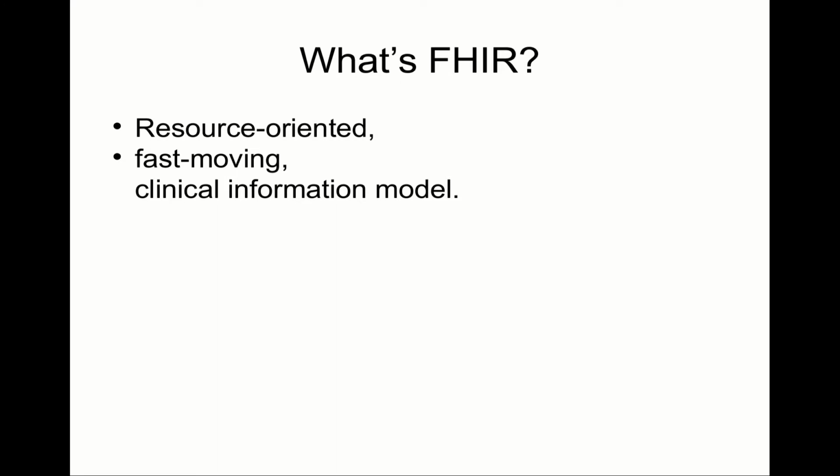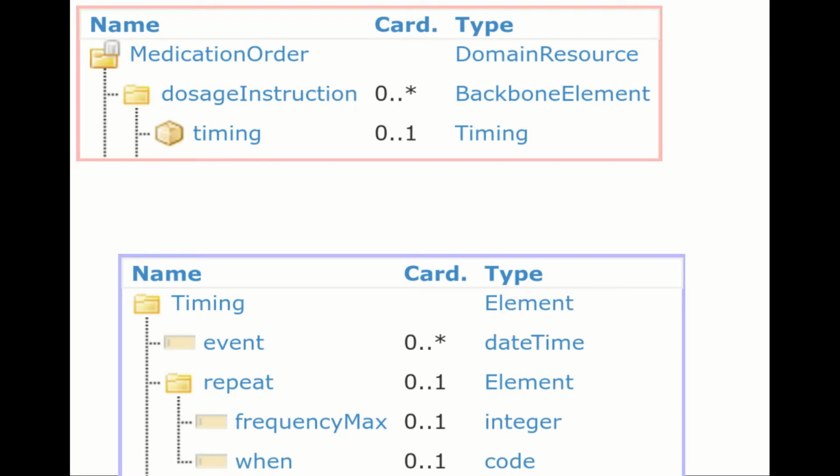Now on to FHIR. FHIR is a resource-oriented, quickly evolving clinical information model. Resource-oriented means that the reusable components of clinical documents are independently addressable web pages. The standardized structure of these web pages are described in a FHIR-specific schema language. Here we see that a medication order has 0 or more dosage instructions, each of which may have a timing. That timing is its own independent timing resource, described in blue at the bottom.